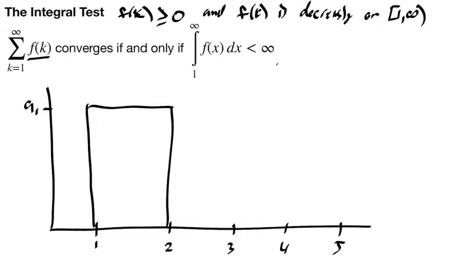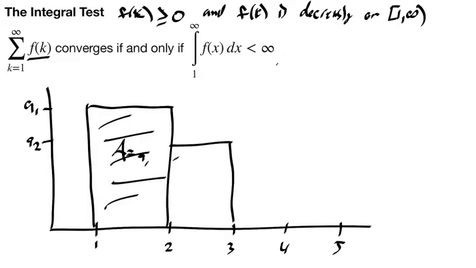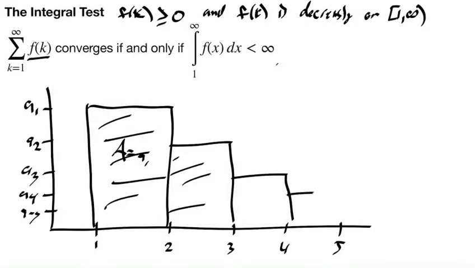And what is the area of this box? This box has an area of 1, which is the width, times A1, which is the height. So this area is equal to A1. And then similarly, if A2 is somewhere here on the graph, we can draw a box representing that one. A3, we can draw a box related to that. A4 and A5, and we'll have two more boxes that look like that. And we can keep going on and on and on as we draw these things.